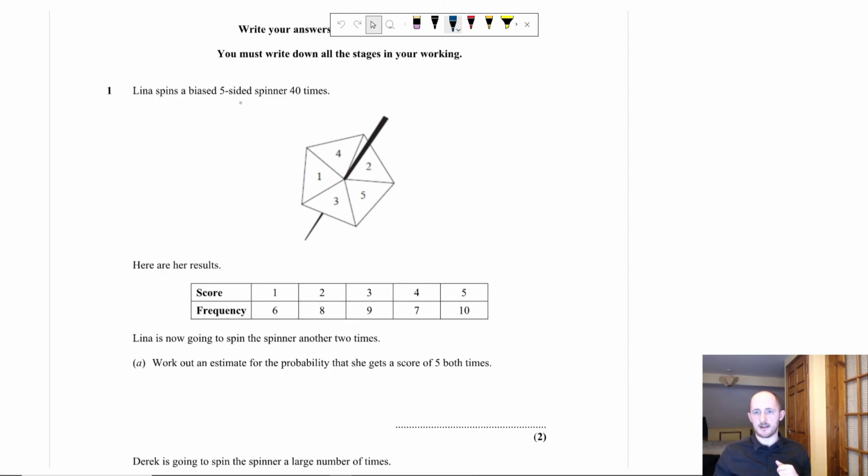Lena spins a biased five-sided spinner 40 times. Here are her results. She's going to spin the spinner another 2 times. Work out an estimate for the probability she's going to get a score of 5 both times.